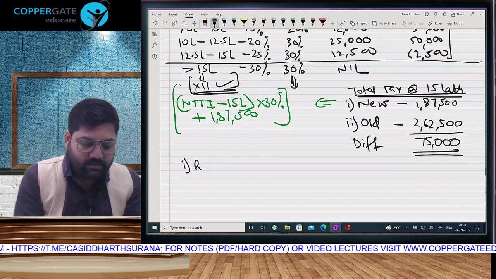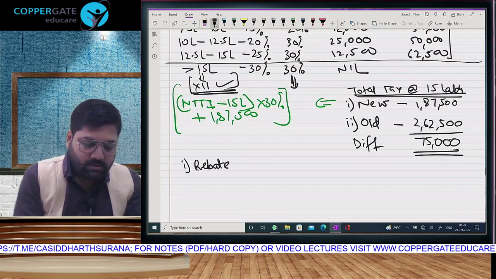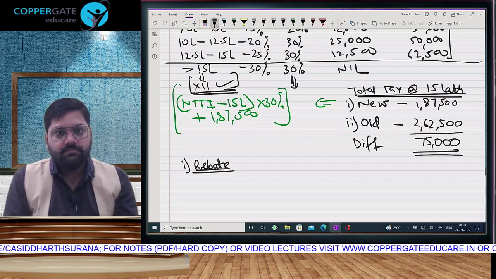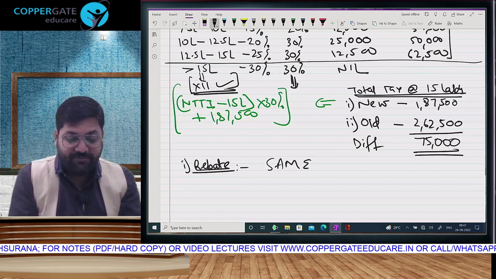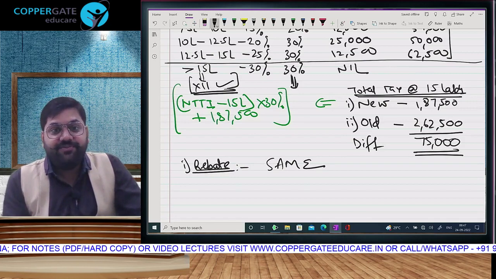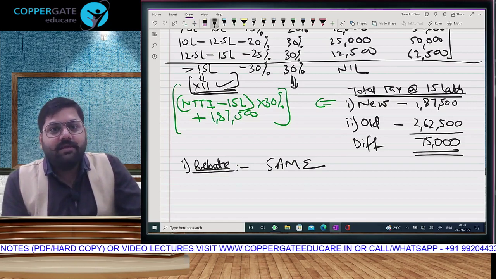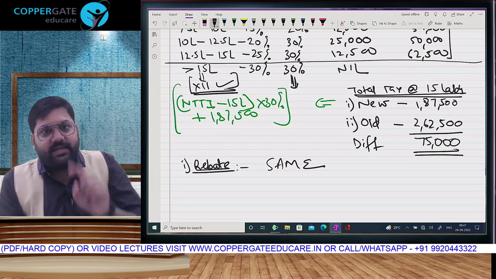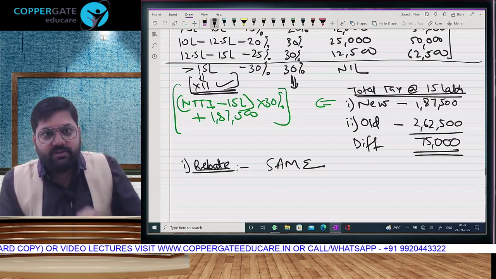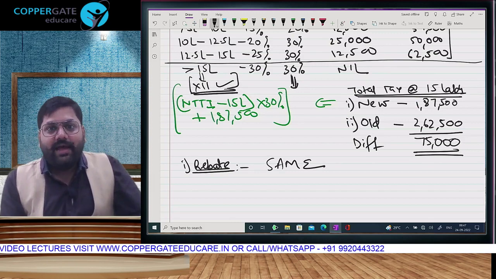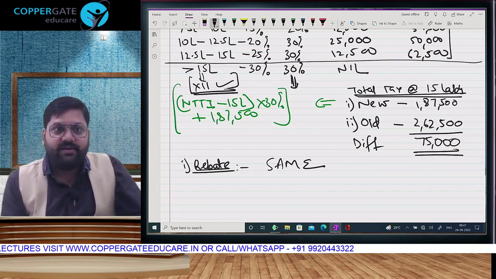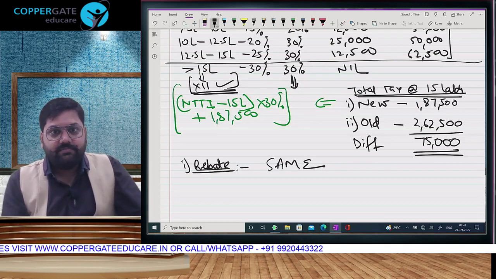Concept number 1. Rebate. Same matlab sir, resident individual, income up to 5 lakhs, actual tax or 12,500, whichever is lower. Do we know that? Same.